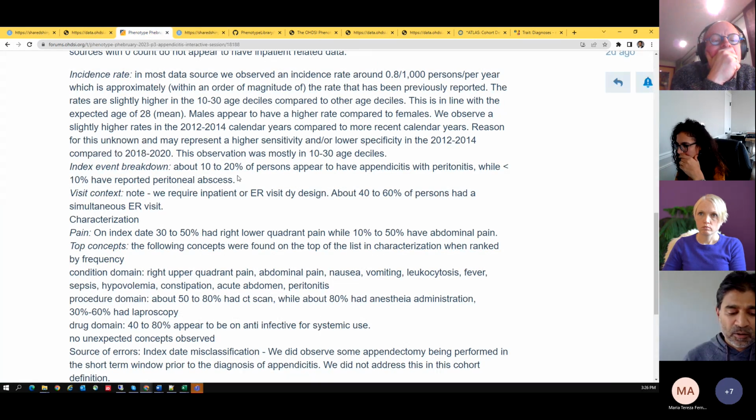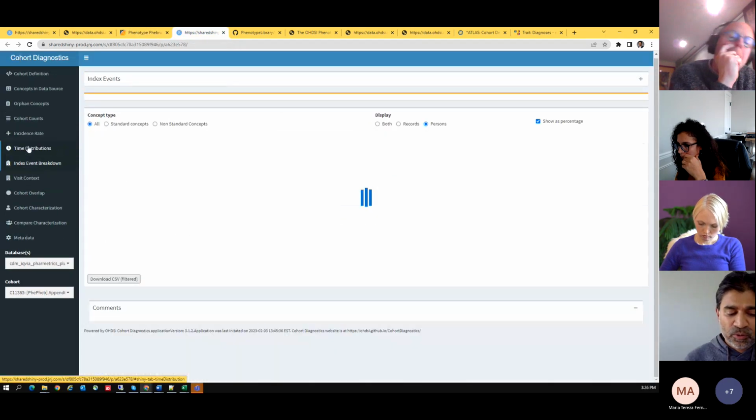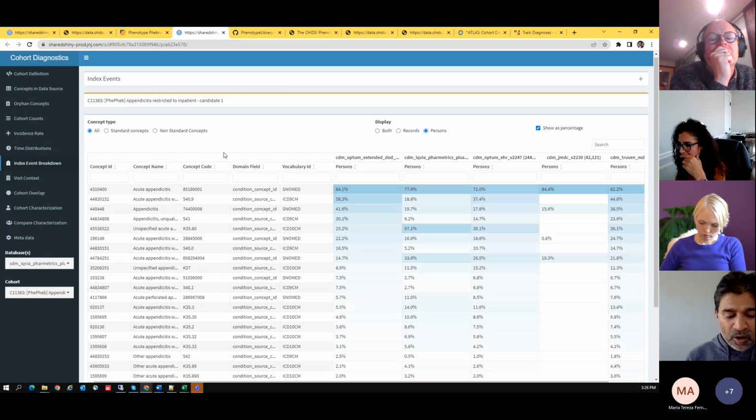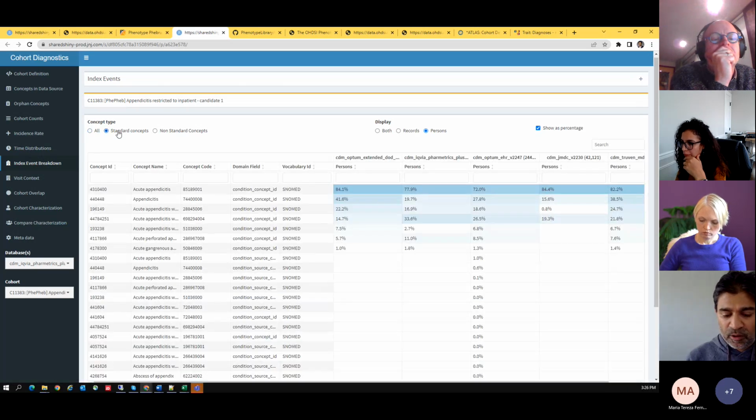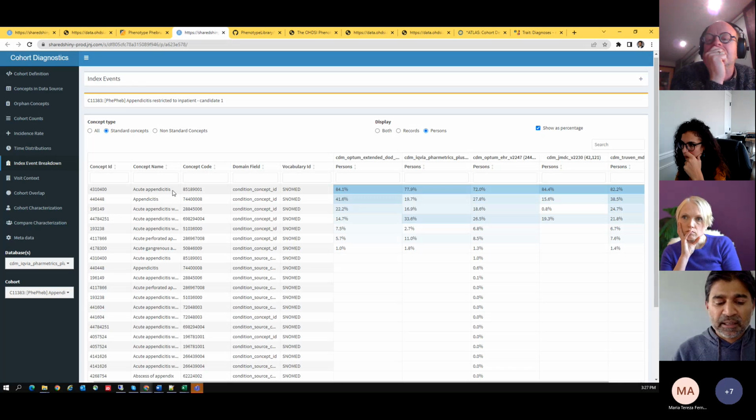The other observation that I wanted to call out was in the index event breakdown. Although my clinical idea was people who could have any form of appendicitis, almost everybody that we were capturing, almost 80%, entered through the code of acute appendicitis. So I'm beginning to believe that this phenotype is weighted over acute appendicitis, which is also consistent with my clinical assertion that the majority of appendicitis is acute appendicitis.